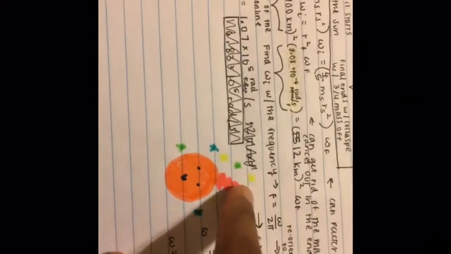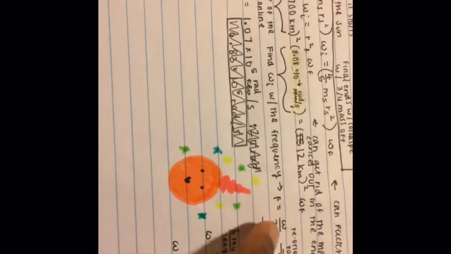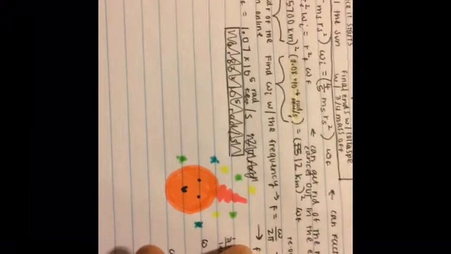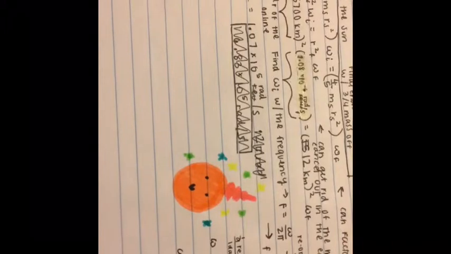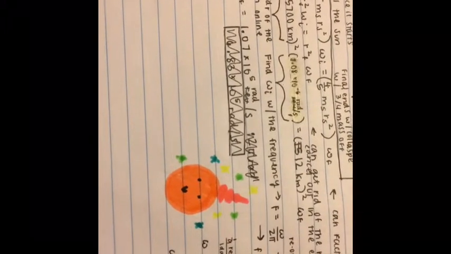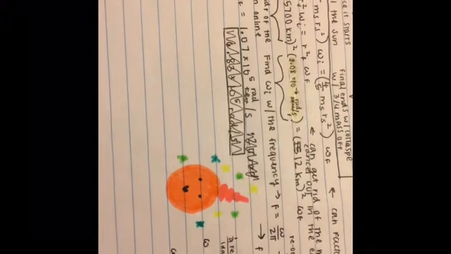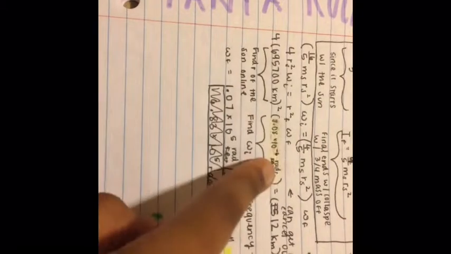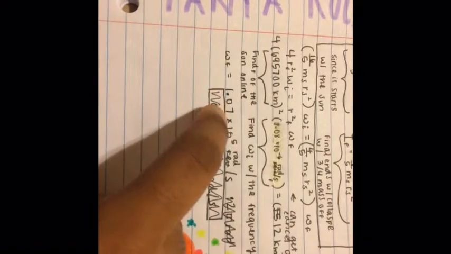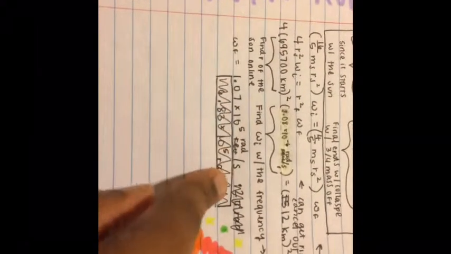How I got that was, in our textbook, we are given that frequency equals angular velocity over 2 pi. In our previous units, we've seen it as 1 over t. So if we reorient that equation, we get angular velocity equals frequency times 2 pi. When we do that, we get this equation right here. If we input that there and solve for our final angular velocity, we get this here, 1.07 times 10 to the 5th radians per second.